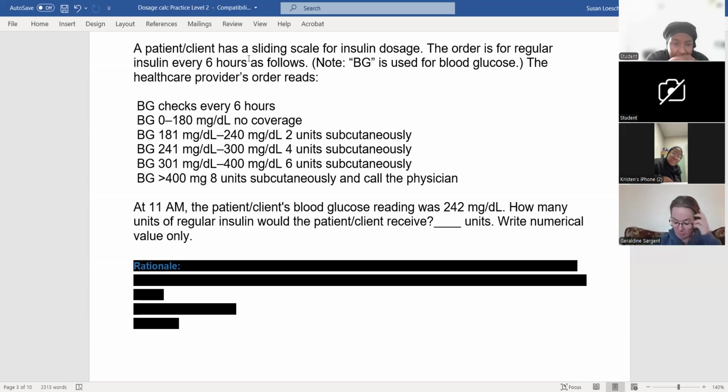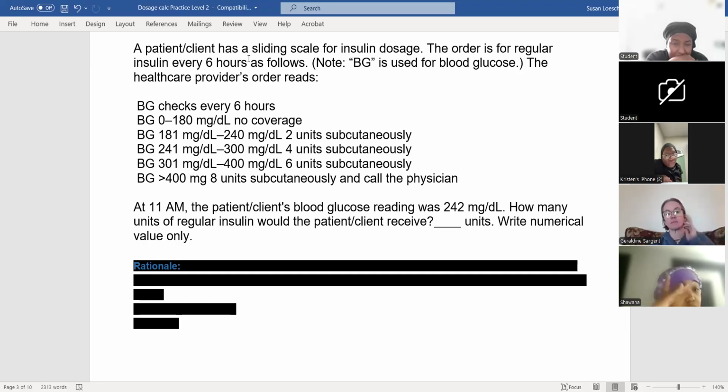Now, this client might just be in the hospital and he might not regularly get insulin. So you've seen those clients before? So at 11 a.m., the blood glucose reading was 242. How many units of regular insulin would the client receive? So now you got to go to your scale and look. And you're looking for 242. 4 units. Okay, good. 4 units.